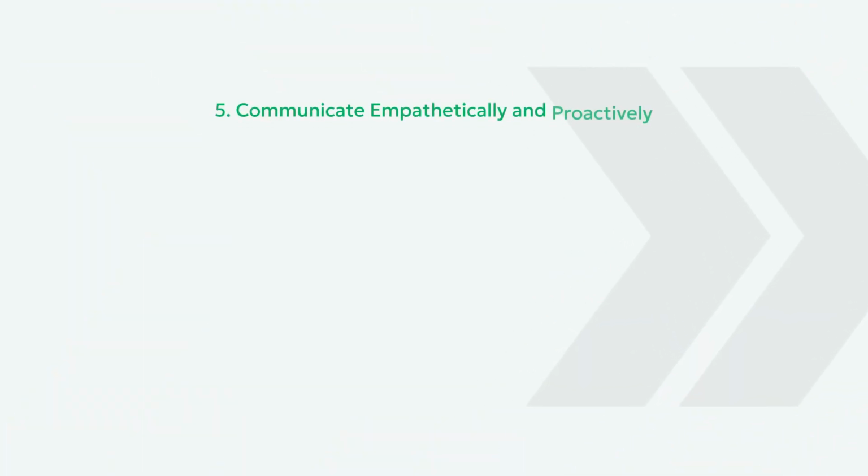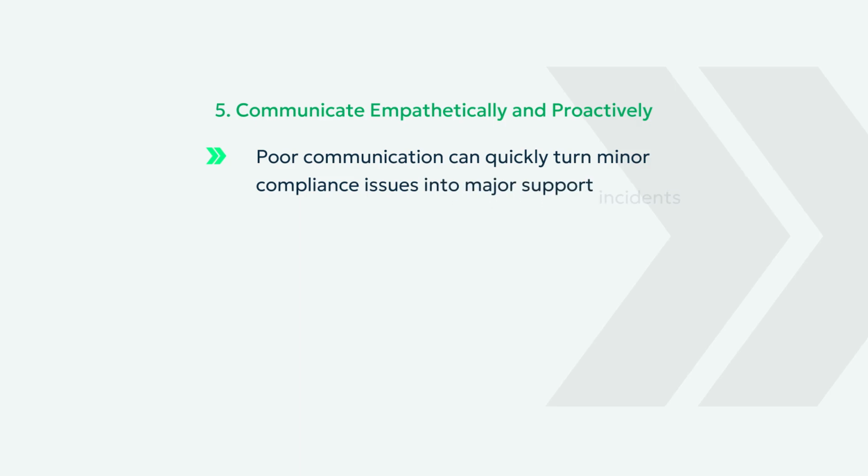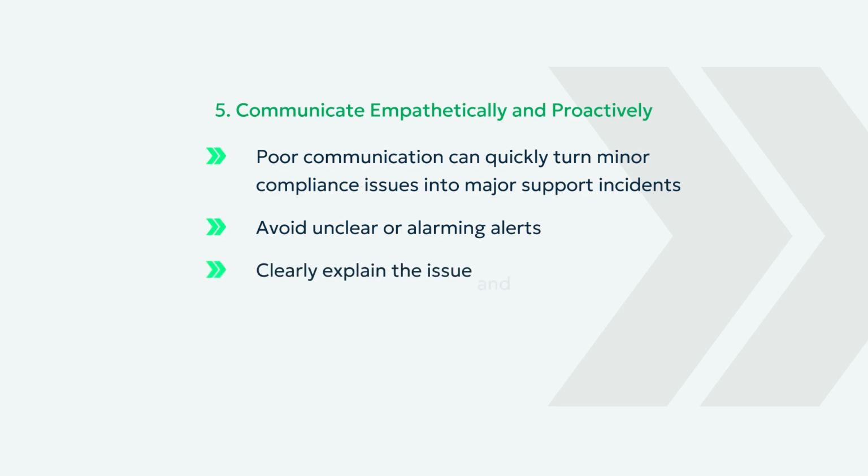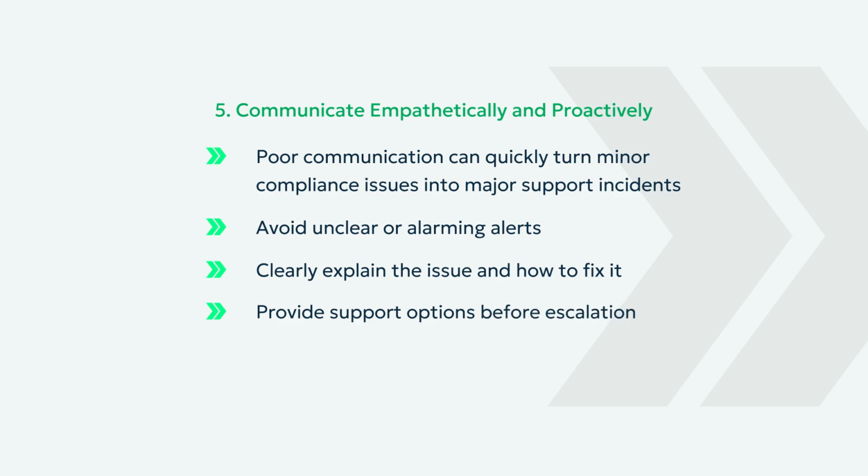Communicate empathetically and proactively. Poor communication can turn small compliance issues into major support incidents. Avoid cryptic or threatening alerts. Instead, notifications should outline what the problem is, how to fix it, and where users can get support before escalation. Use clear, plain language that explains the issue, remediation steps, and support options.